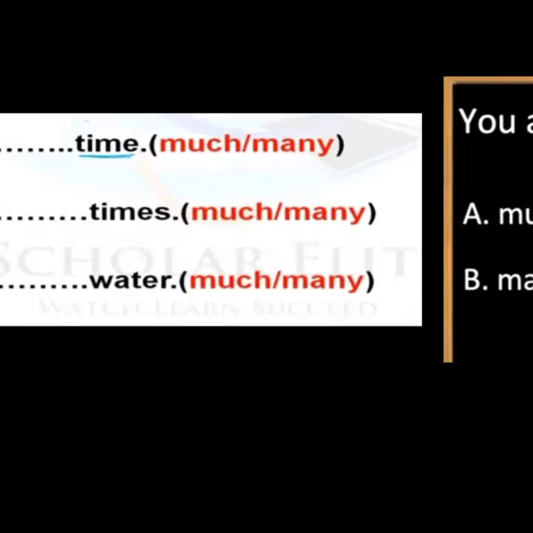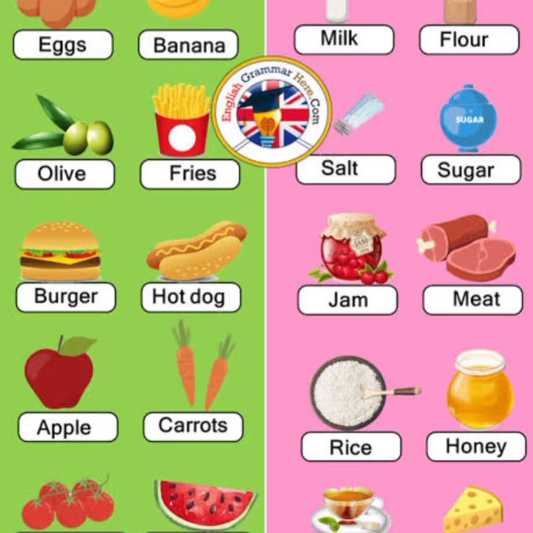Let us take few examples of countable and uncountable nouns. First of all, let's take these countable nouns. You can count eggs, 1, 2, or 3 or 4 eggs. In the same way, you can count bananas, olives, fries, burger, hot dog, apple, carrots, tomatoes, watermelons. You can say there are 2 tomatoes, 3 watermelons, 4 carrots, 5 burgers. These things we can count. So they are countable. As they are names, they are countable nouns.